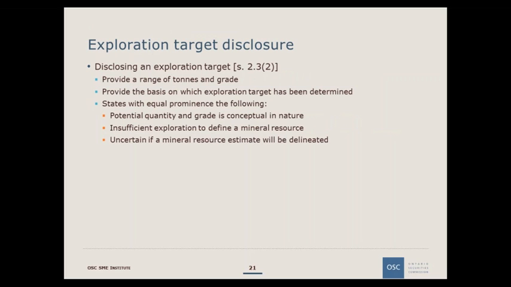Disclosing an exploration target requires information that's laid out in section 2.3(2) of 43-101. You need to provide a range of tons and grade, such as 10 to 15 million tons at 1 to 2 grams per ton gold, something like that. Provide a basis for the target ranges and include specific cautionary language that it is conceptual in nature, insufficient information is available to determine a resource, and it's uncertain if a resource will be determined with further work.